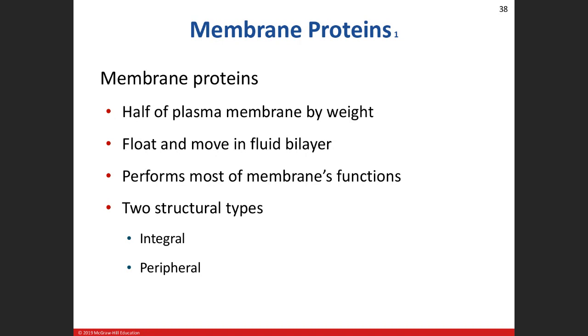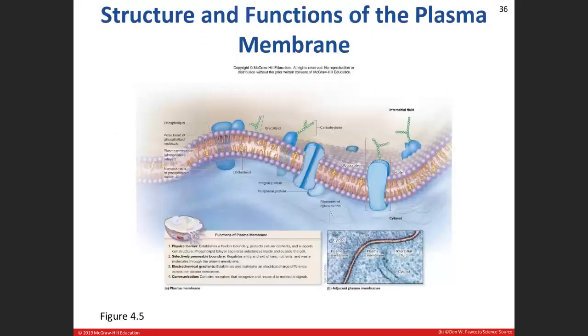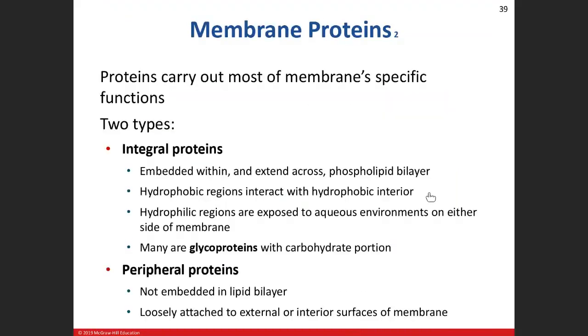Okay, so there's two types. We've got the integral, which means it's going to span the entire width of our plasma membrane. And then we have the peripheral, which means it's on the periphery. It's either on the inside of the plasma membrane or on the outside. So if we go back to this slide and look at the pictures, here's an integral protein. This guy spans the entire length. Here's another one. And then here's a peripheral. See how it's floating around on top on just one part? And here's another peripheral one down in here. Easy so far, right?